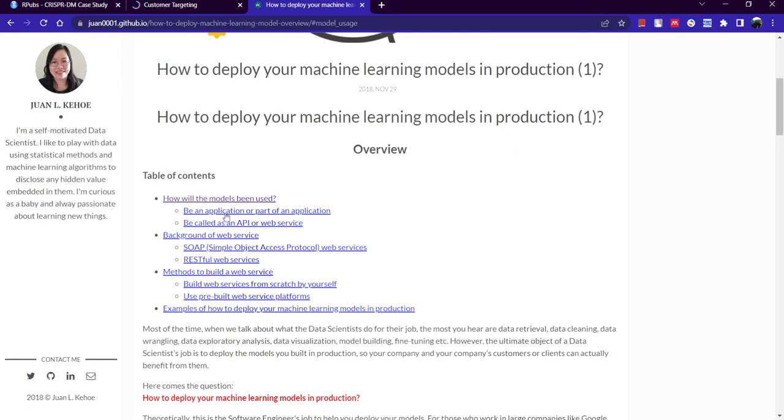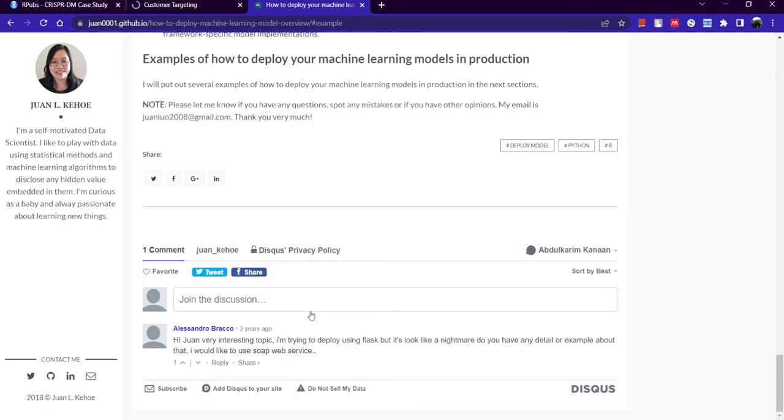Is your model going to be a standalone application by itself or part of another application? Is it going to be called through API or web services? If web services, then you need to have a proper protocol available for web services. For API, you need to have RESTful methods to build web services, etc. So these are examples of how to deploy in production.